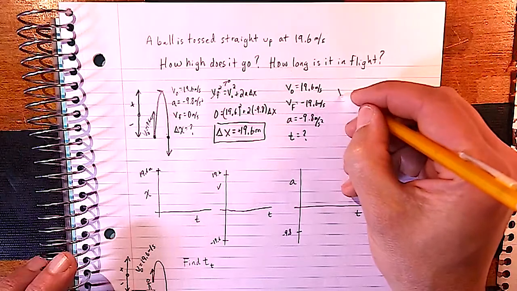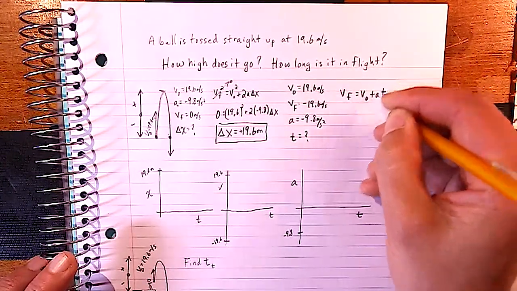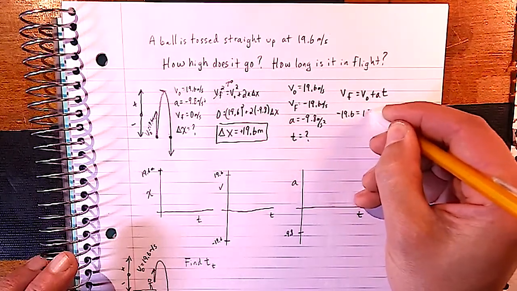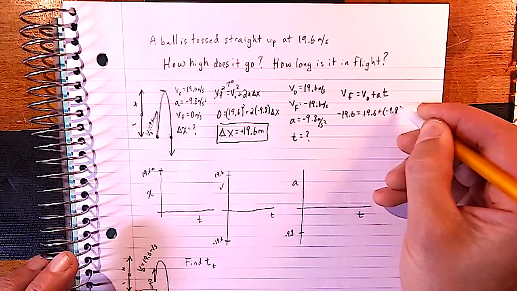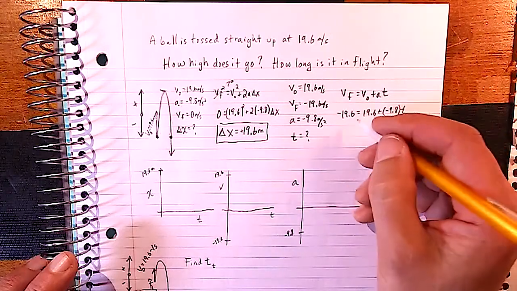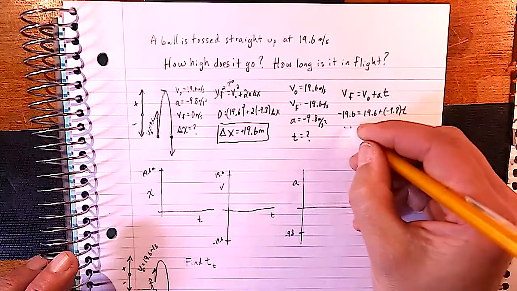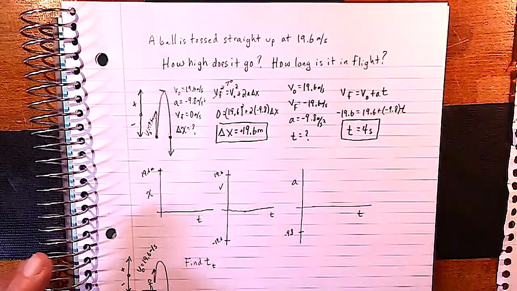So in one step, we can do VF equals V naught plus AT and say negative 19.6 equals positive 19.6 plus a negative 9.8 times t. And when you subtract that over and divide by the negative 9.8, you get a positive 4 seconds. If you do get a negative time when you're doing any of these, you've made a mistake.